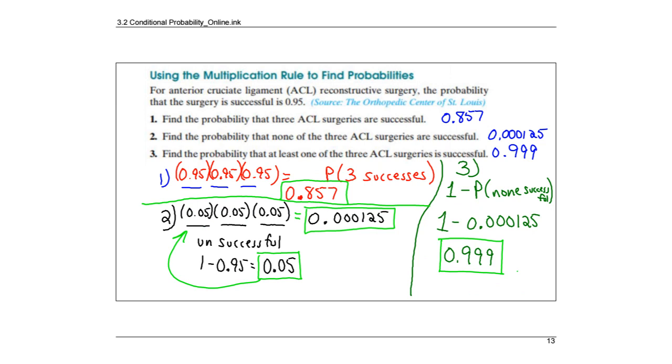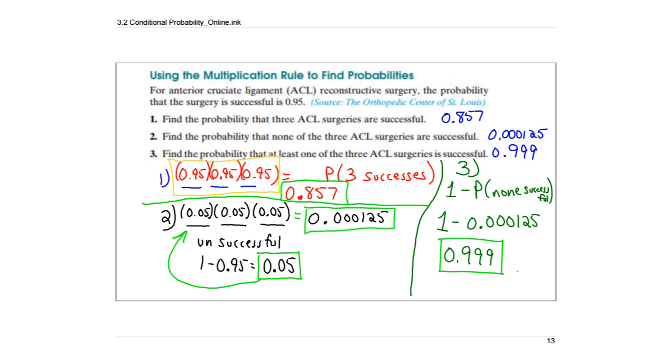All right, let's try another one. So we have ACL reconstructive surgery. The probability that the surgery is successful is 0.95. So we want to find the probability that 3 ACL surgeries are successful. Okay, well, we know 1 is 0.95. So we want 1 and 2 and 3 to all be successful. So we are going to multiply 0.95 times itself, the 3 times. When we do that, we get 0.857. So these are all 3 successes.